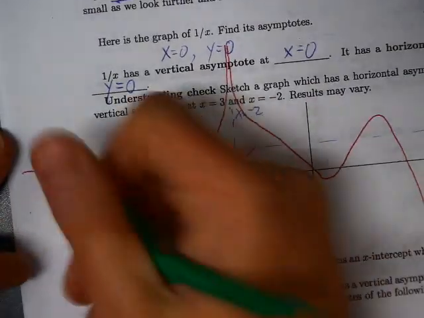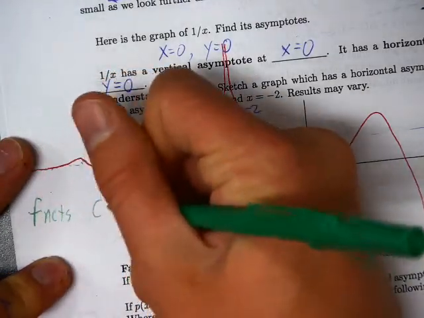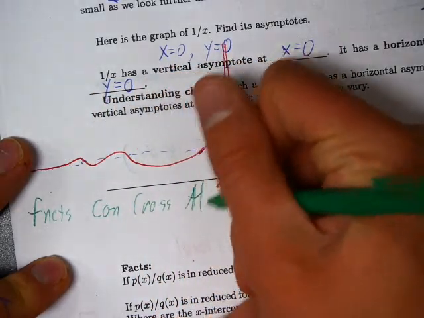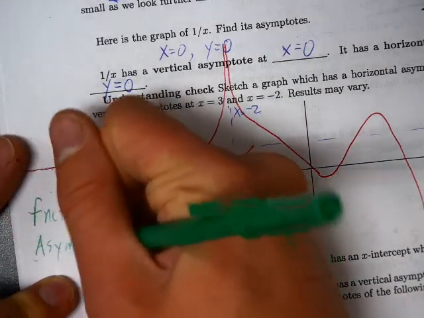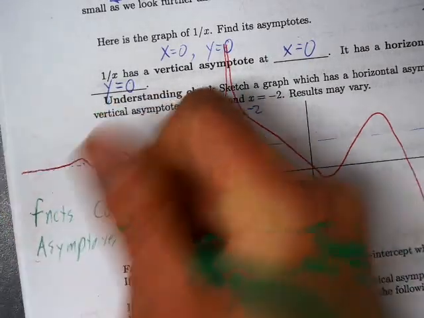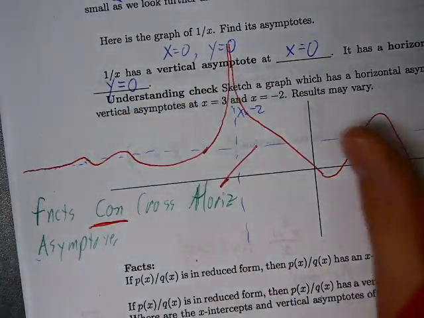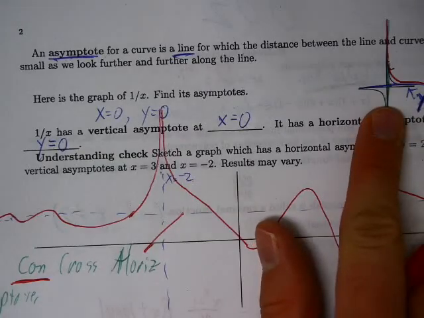I'll write explicitly: functions can cross horizontal asymptotes. And notice I said can. They are not obliged to. Certainly the graph of 1 over x never crosses its horizontal asymptote.